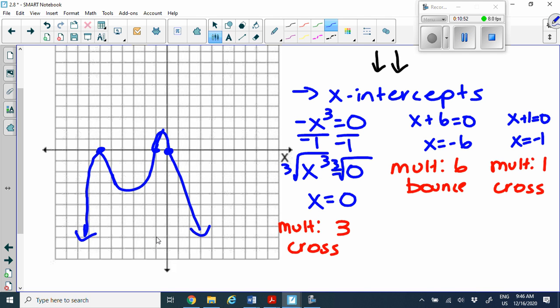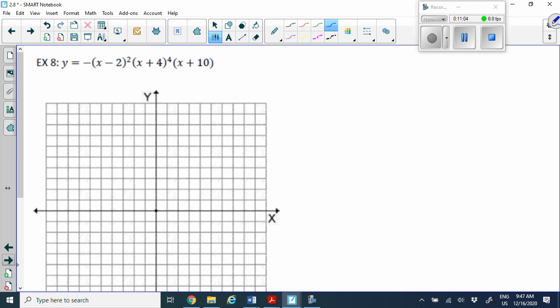But all I care about are the x-intercepts, your end behavior, which are the arrows, and that you're crossing and bouncing correctly. Okay, we have one more example I would like you to try. So what I would like you to do is go ahead and pause the video and try this on your own.